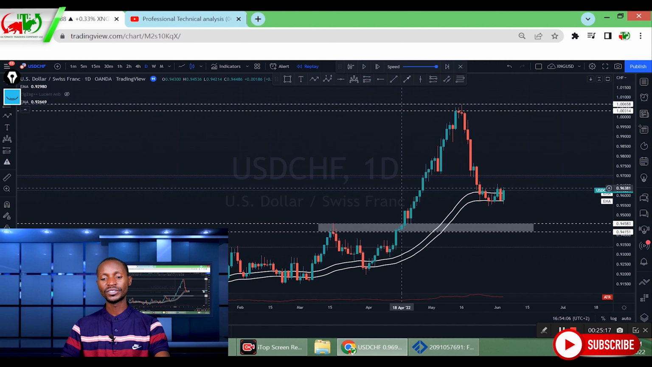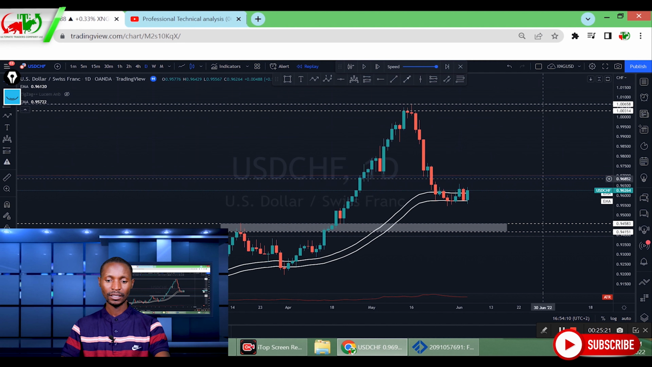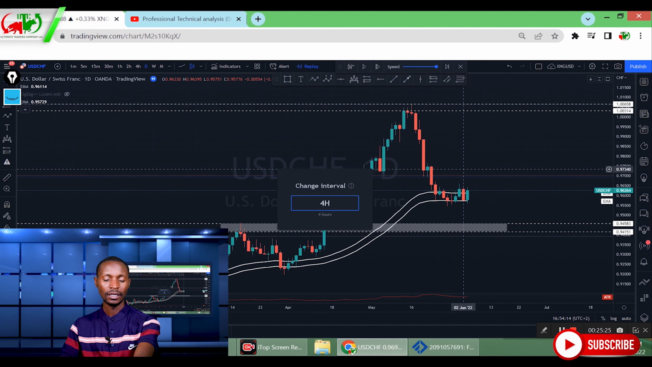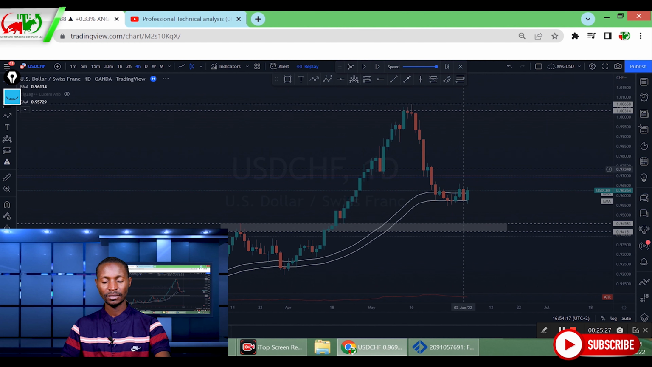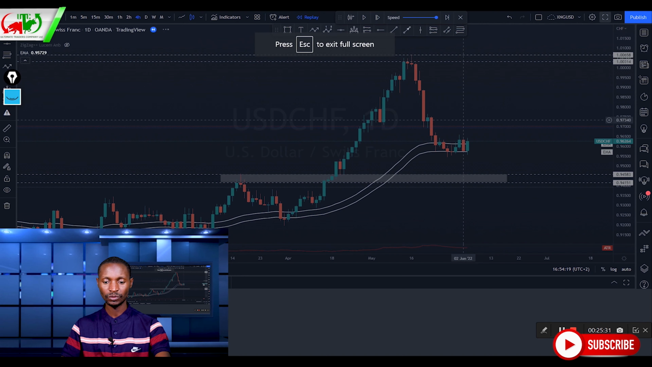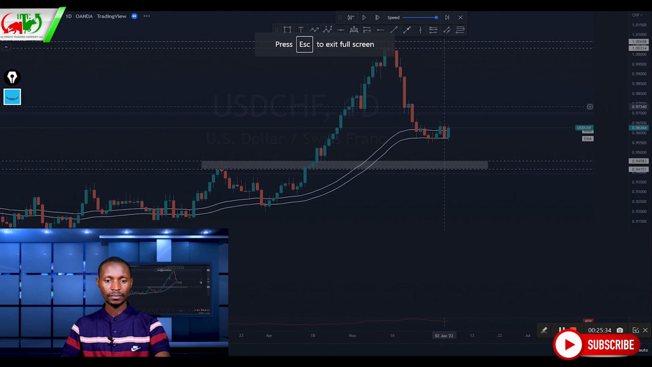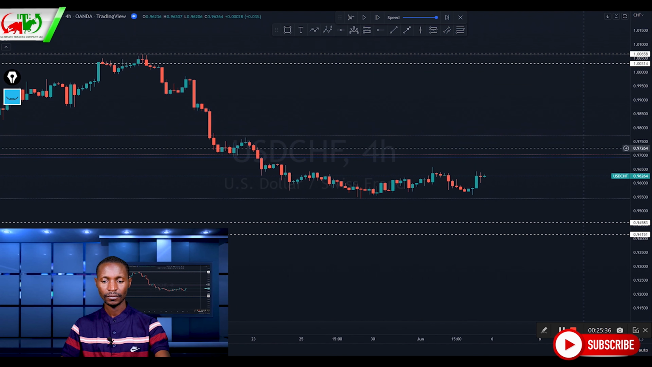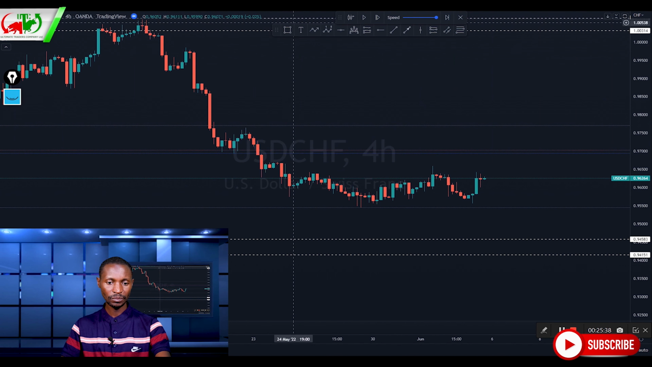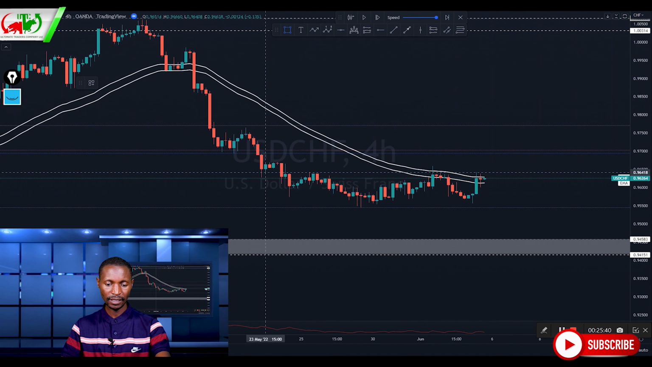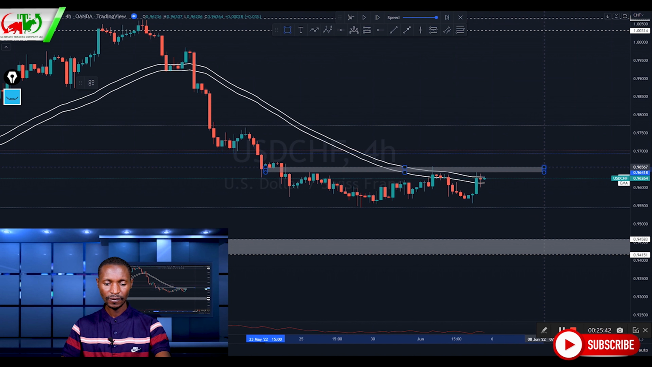USD Swiss was in an uptrend, and it was in a pullback. Unfortunately, it was making this consolidation. Let's go to the 4-hour and see what our predictions were on the 4-hour time frame, where we see it was making these consolidations.